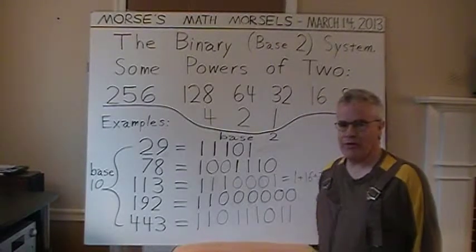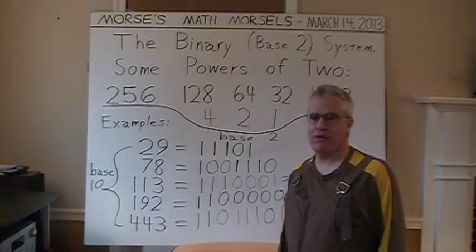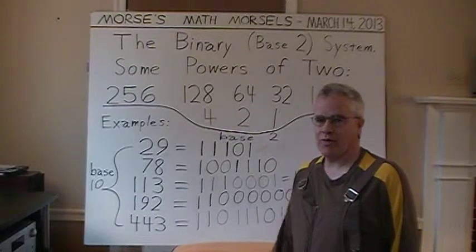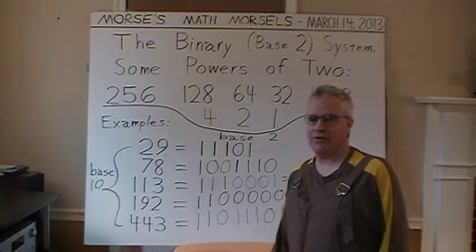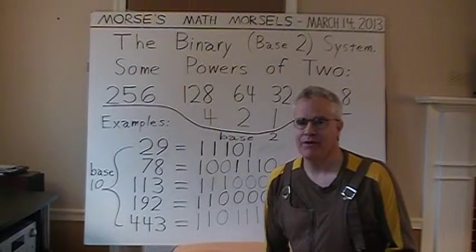So that was an illustration of expressing numbers using the binary system, powers of 2, and using as many of the powers of 2 as are required, and getting the powers of 2 to fit within each decimal base 10 number. Thanks for viewing.